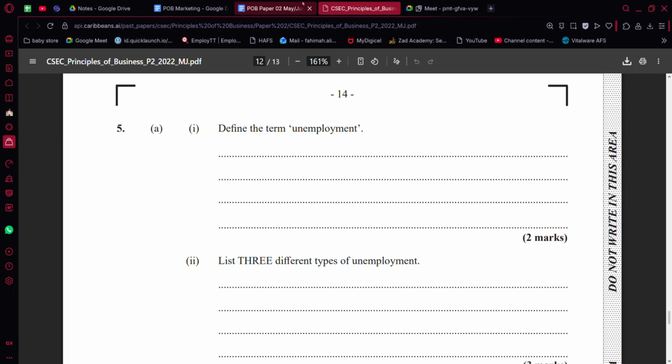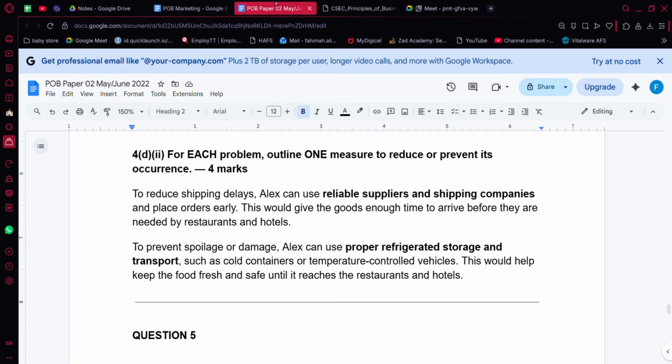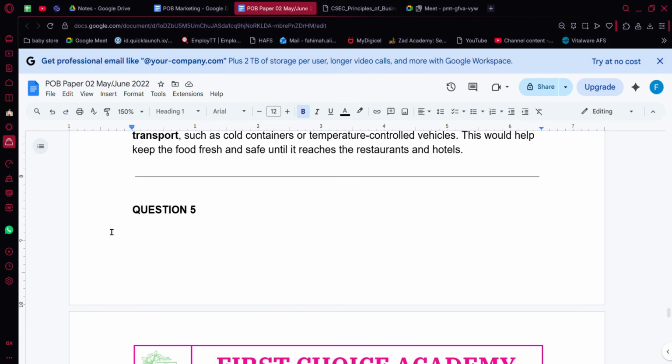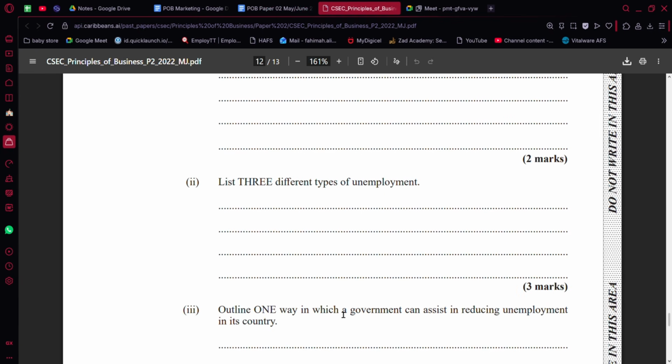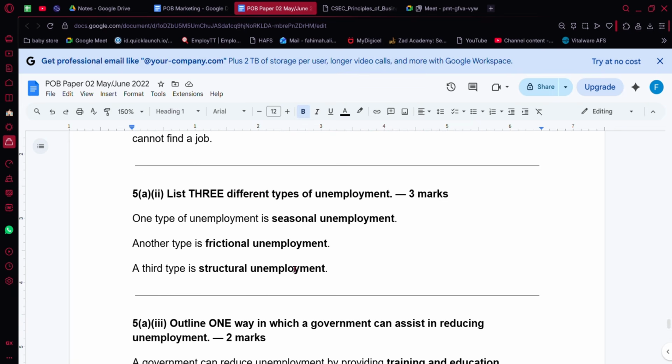Next question, number 5. Define the term unemployment. Unemployment refers to a situation where people who are willing and able to work cannot find a job. Next question is to name 3 different types of unemployment. The 3 we have would be seasonal unemployment, frictional unemployment, and structural unemployment.